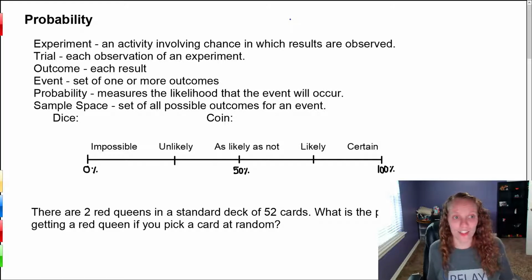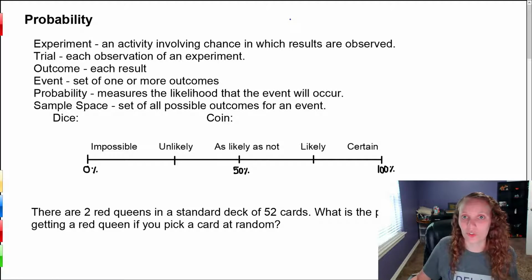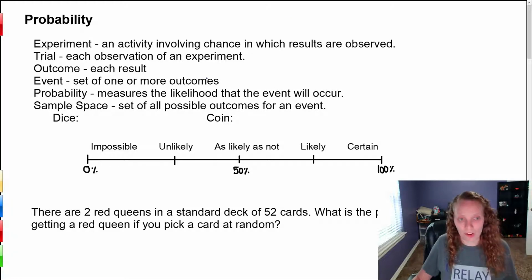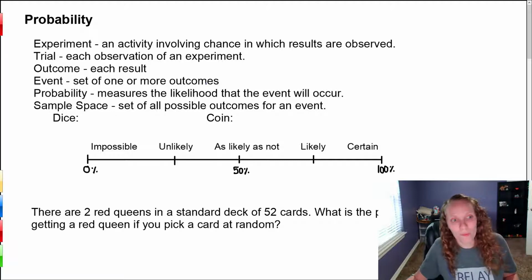A trial is each observation of an experiment. So like I just got a 3. If I tried it again, that would be like my next observation. So that would be a second trial. And outcome is each result. So on this dice, there are 6 different outcomes. 1, 2, 3, 4, 5, 6. Because those are the different types of results you can get. An event is a set of 1 or more outcomes. And then probability. The probability measures the likelihood that an event will occur.